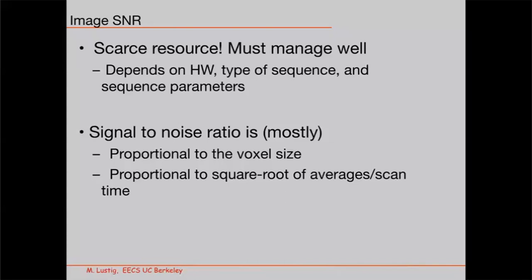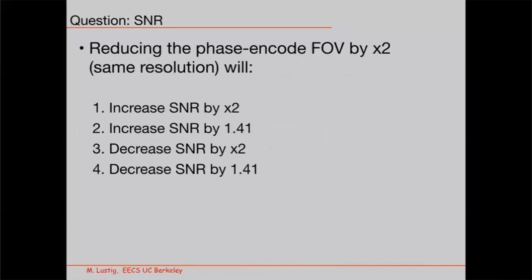Okay, this is going to be several questions, and you're going to answer them. Reducing the phasing code field of view by a factor of 2, keeping the resolution the same, will: 1, increase SNR by a factor of 2; 2, increase SNR by square root of 2; 3, decrease SNR by a factor of 2; or 4, decrease SNR by square root of 2? Who wants to go?